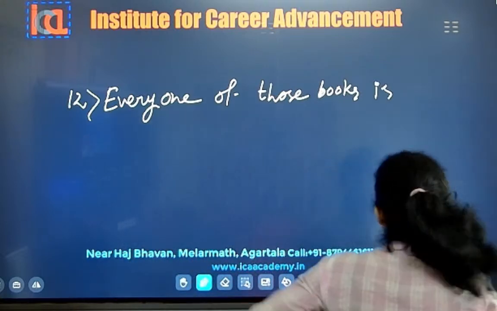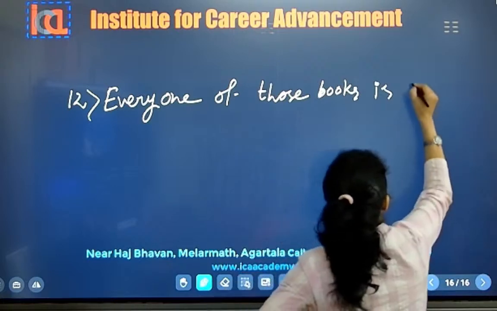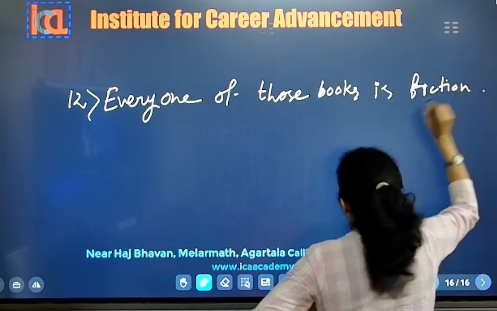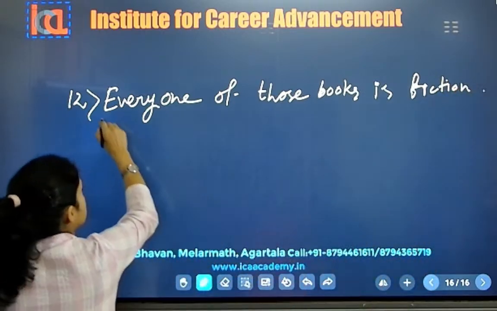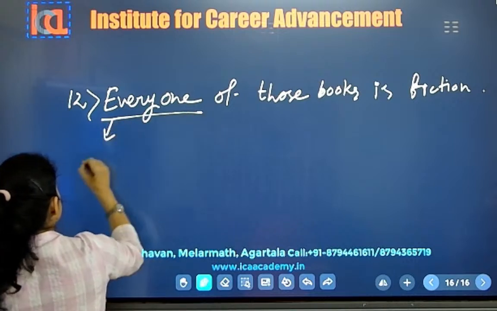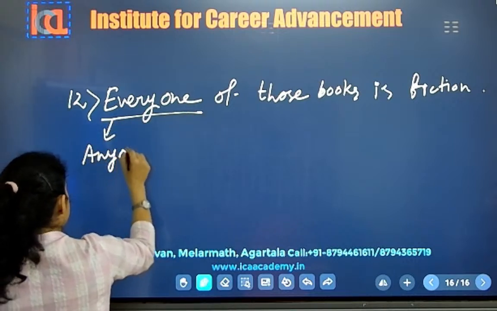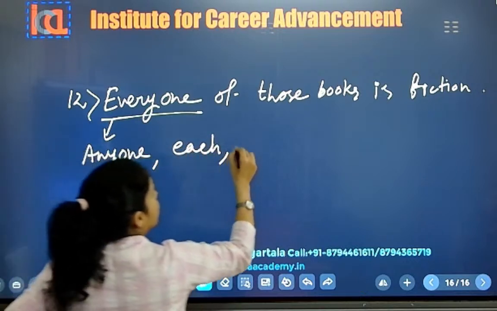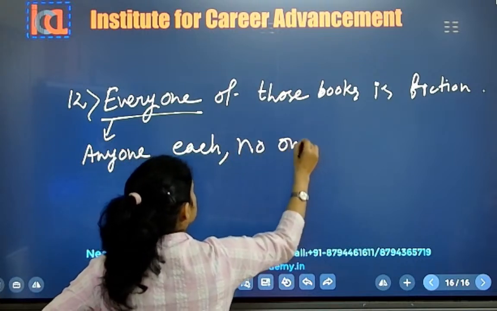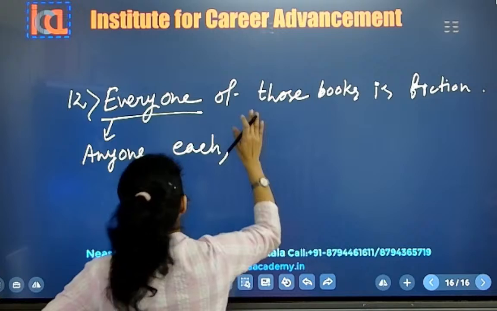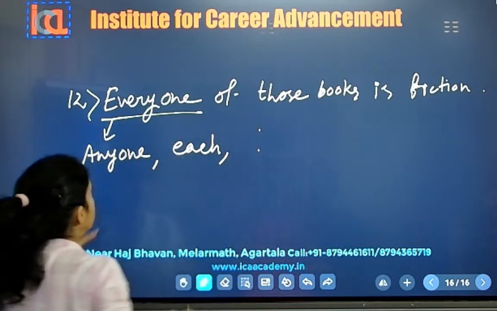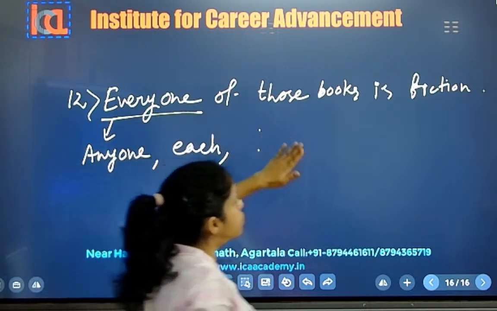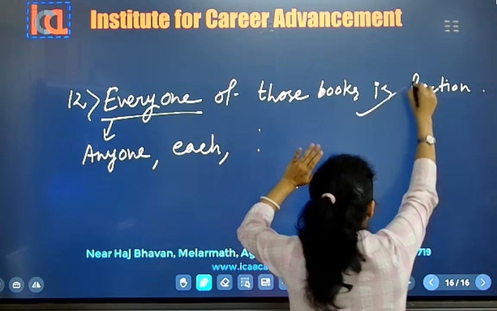What is the sentence? Every one of those books is fiction, no? Here, everyone is a singular subject, like anyone, each, no one. Anyone, each, everyone, all these are singular subjects, okay? So every one of those books is fiction. As it is a singular subject, is is correct here.